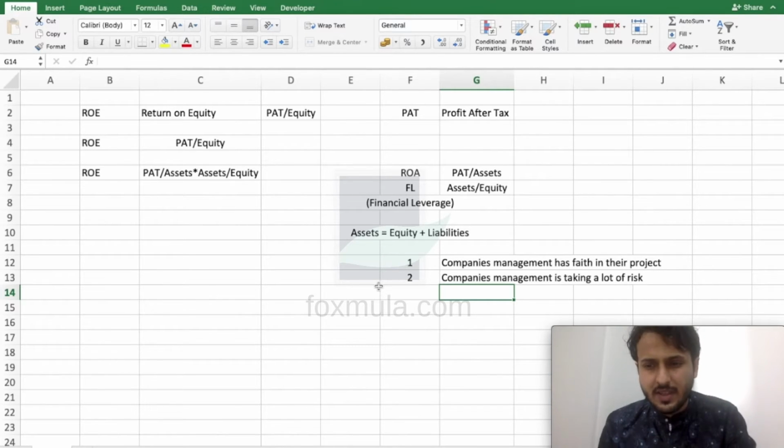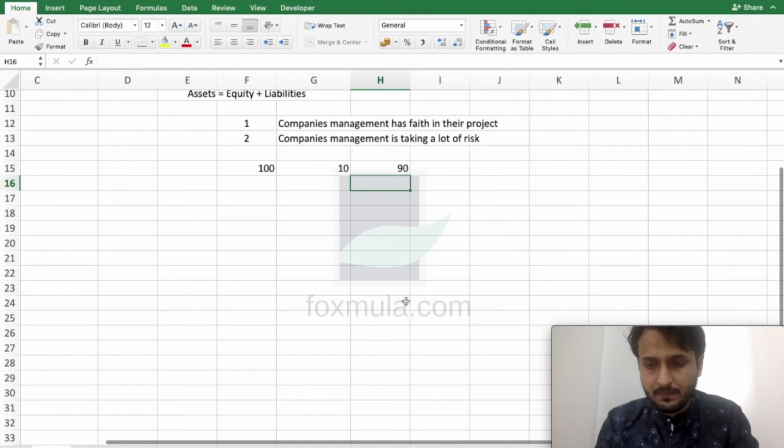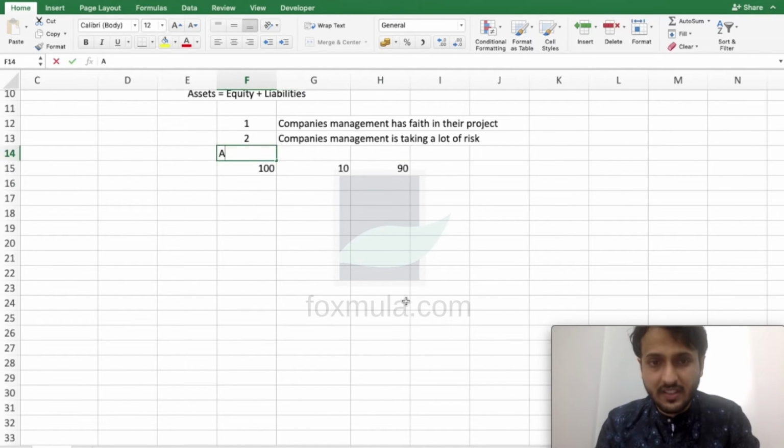Let's take a small example. Say you bought a stock of 100 rupees. You bought it on margin. You invested 10 rupees and you got 90 from your broker. So this is your asset, that is your stock. This is your equity, that is what you invested. And this is the liability, that is what you got from the broker.